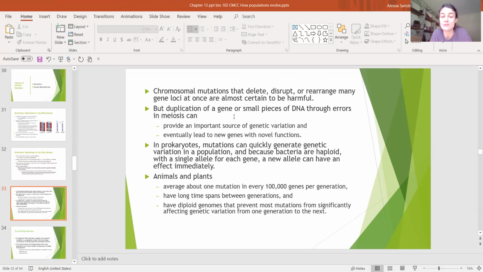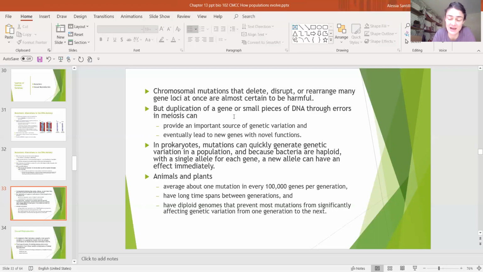In prokaryotes, right, so bacteria or archaea, mutations happen really quickly, and adaptations happen really quickly because the mutations don't necessarily have to happen in just one type of cell. Remember, they're single cells, they don't have gametes. And so as long as it happens in that cell, they're going to pass on that mutation. Well, we have to have our mutations within our gametes in order to pass them on. And so because of that, it takes us a lot longer. The average mutation rate in animals and plants is about 1 in every 100,000 genes per generation.